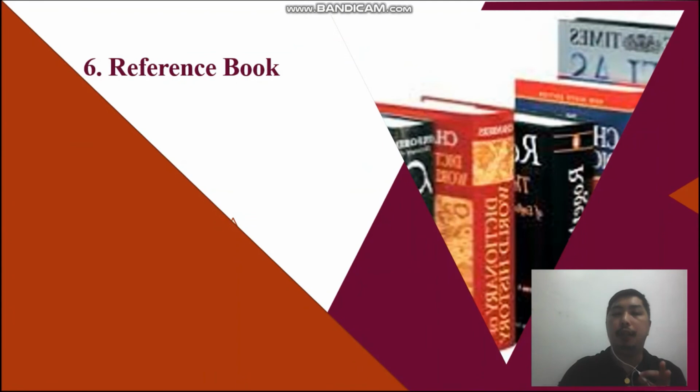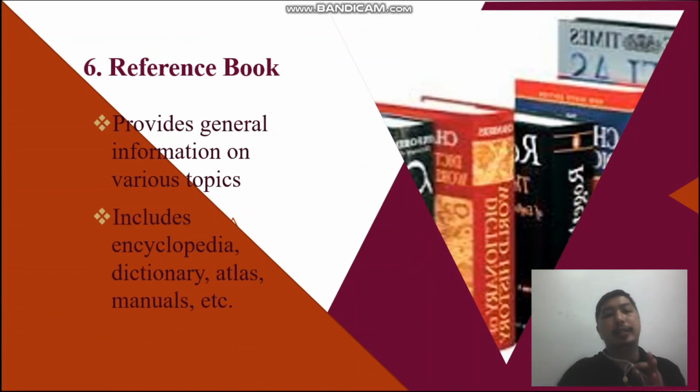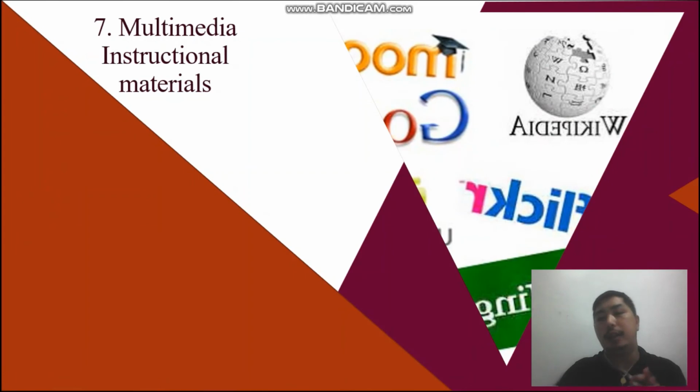That's the fifth one. The other one is a reference book. It provides general information on various topics. Examples are encyclopedia, dictionary, atlas, and manual. So we can also use them inside our classrooms.